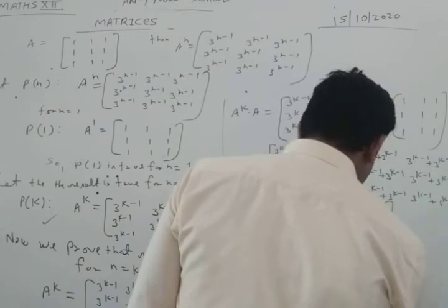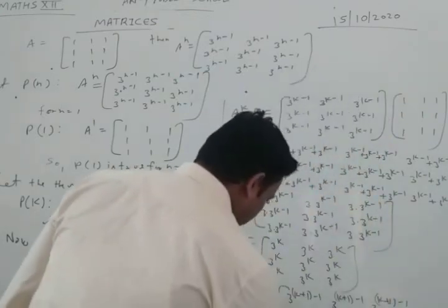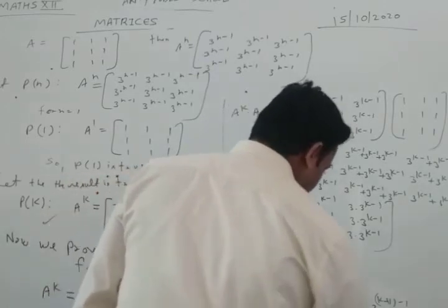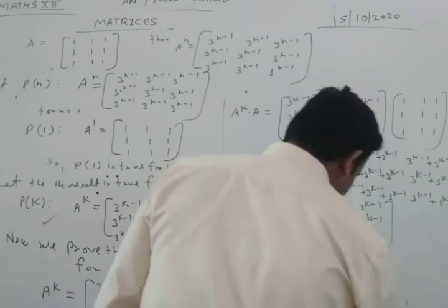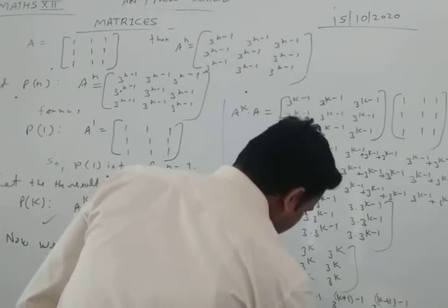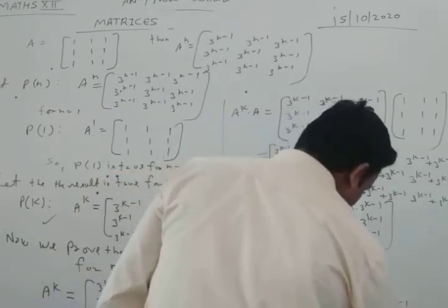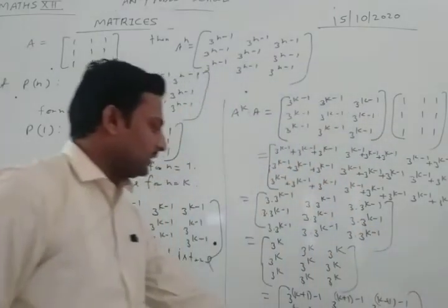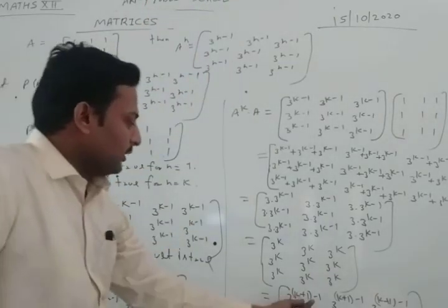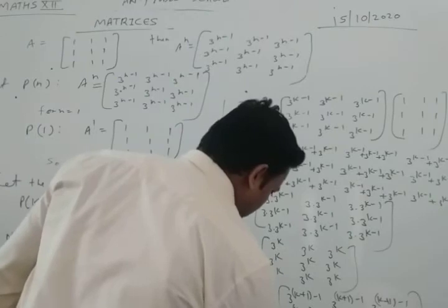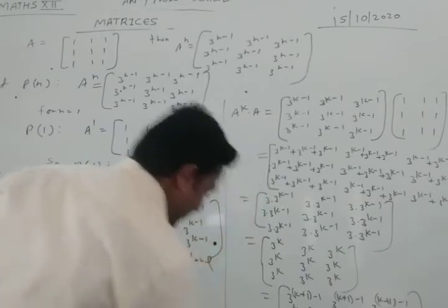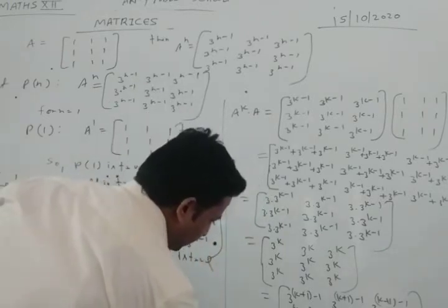3 to the power k plus 1 minus 1. Now check this: a to the power n. If here is n, then here n minus 1. So here it is k plus 1, so it will be a to the power k plus 1. In this way we can say that our P(k+1) is true.